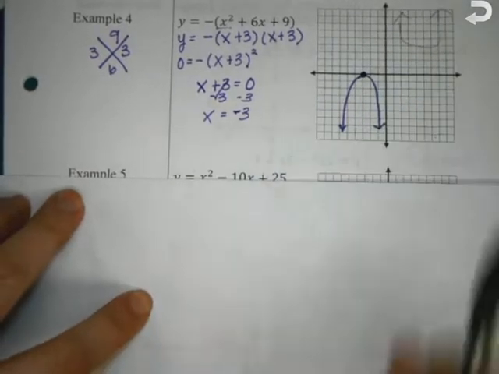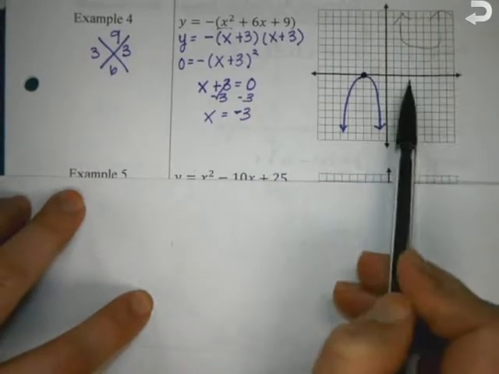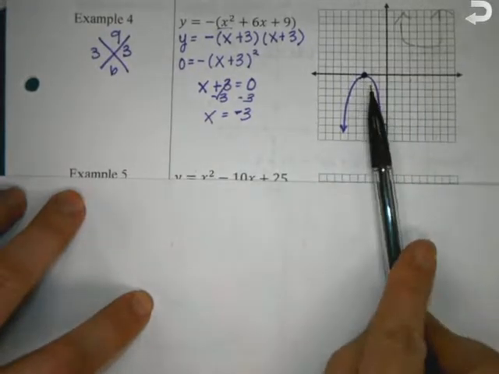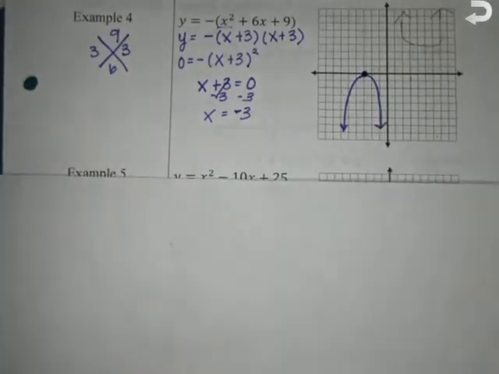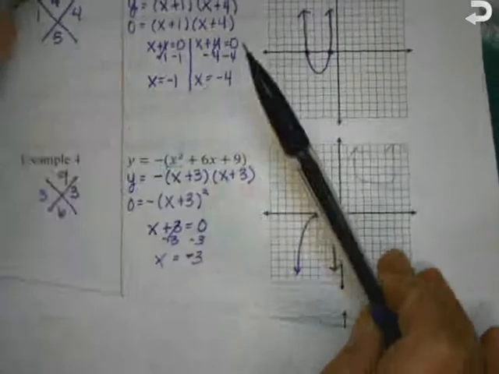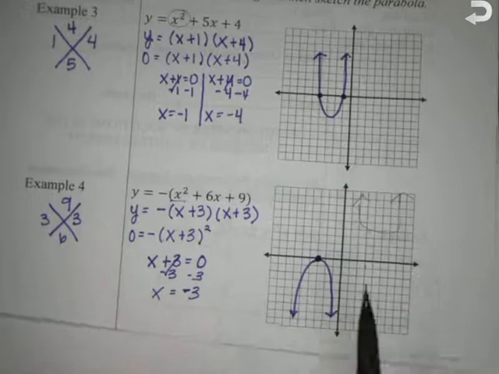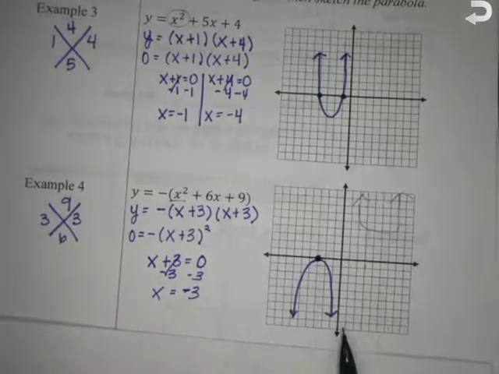What you're going to be working with on your homework is it either crosses twice or it crosses once. So you're either going to get parabolas that look normal, crossing the x-axis twice like this, or like what we just did in example 4, only crossing once. So don't freak out if you don't get 2 answers.